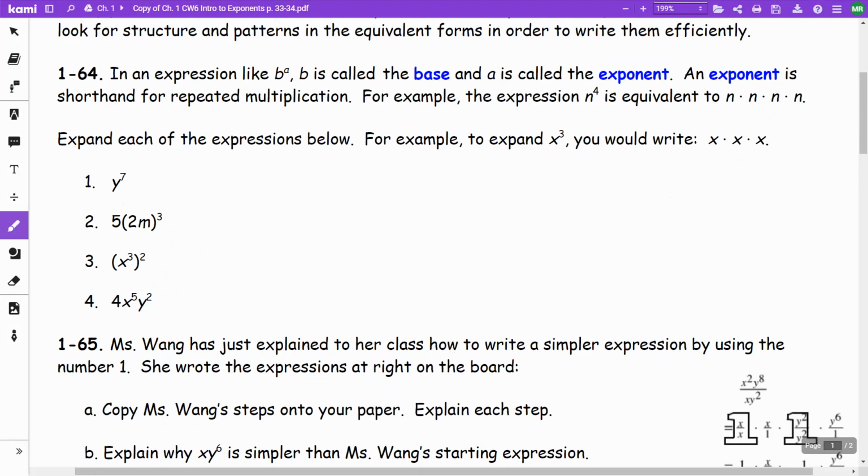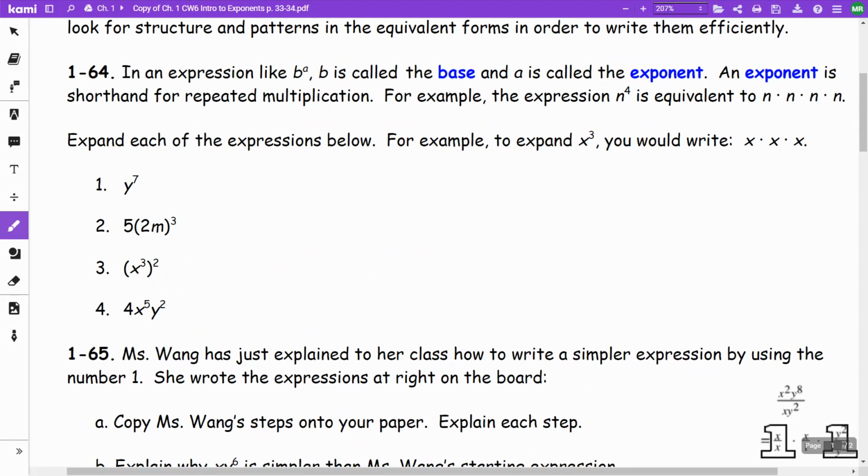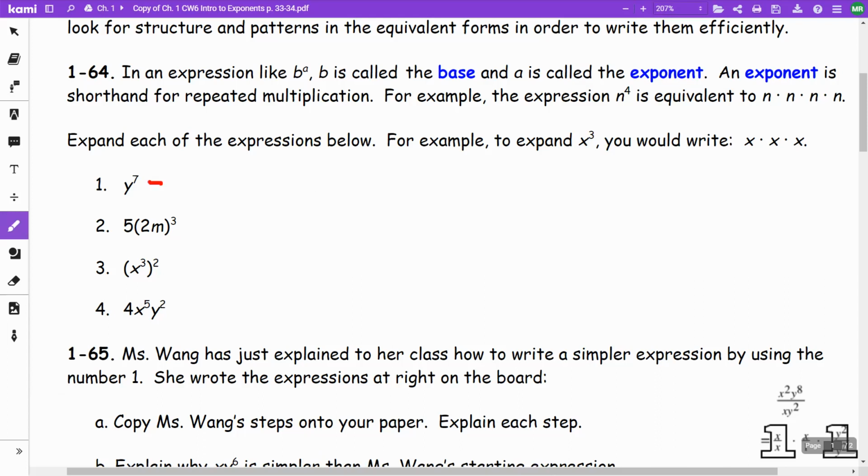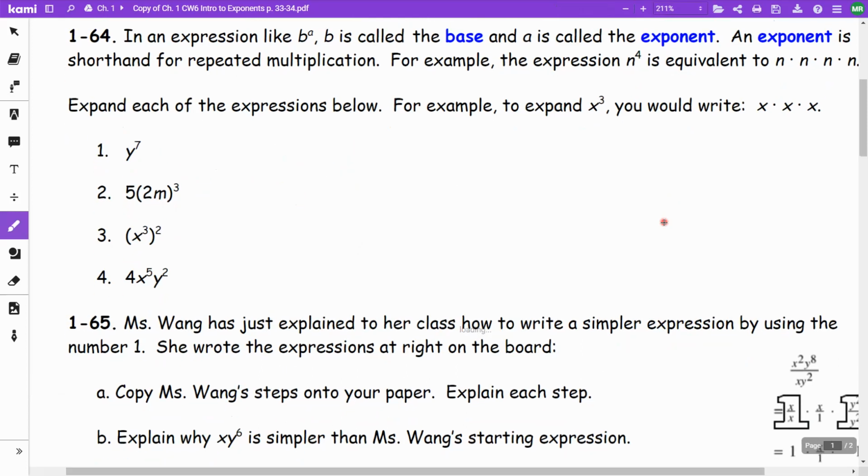So on this first problem, what they want us to do is practice writing things in expanded form. And this is where you have to be careful and really pay attention to what they're asking us to do. Number one should be simple for us. I'm going to take y and I'm going to have 7 of them. 1, 2, 3, 4, 5, 6, 7. Let me just double check. 1, 2, 3, 4, 5, 6, 7, and that would be y to the 7th in expanded form.